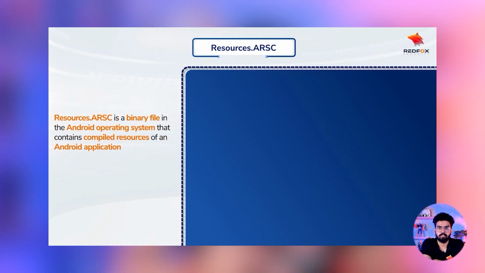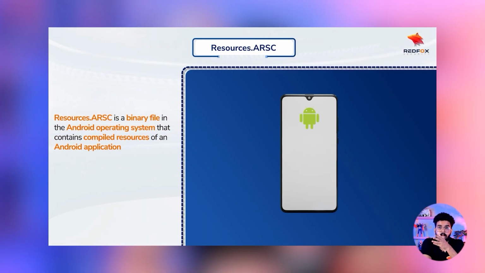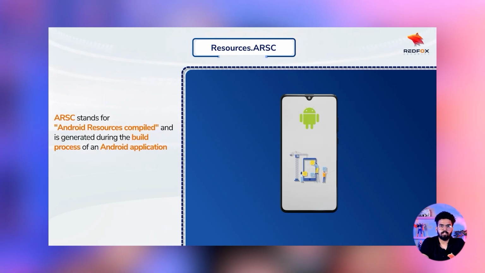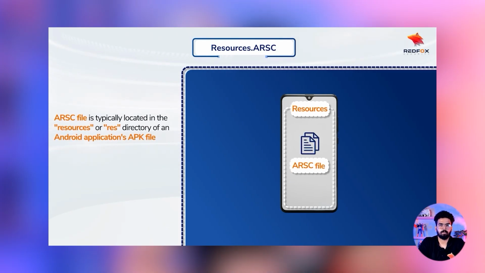Resources.arsc is a binary file in the Android operating system that contains compiled resources of an Android application. It stands for Android Resources Compiled and is generated during the build process of an Android application. The ARSC file is typically located in the root of an Android application's APK file.